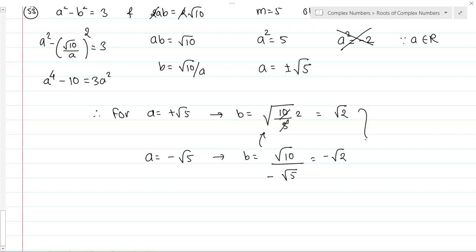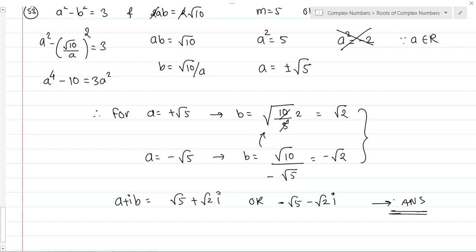So with two values of a and b, we will have two answers for a plus ib. This is nothing but root 5 plus root 2 i, or I will have minus root 5 minus root 2 i. So these are the two answers for this given question.